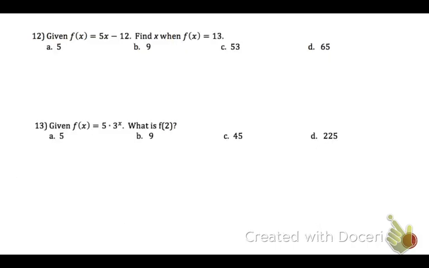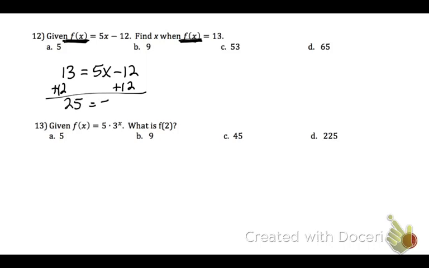Problem 12. Given f of x equals 5x minus 12, find x when f of x is 13. So the problem tells us to find x, and we're plugging 13 in for f of x. So replace 13 where f of x was. So 13 equals 5x minus 12. Add over the 12. Divide by 5, you get x equals 5.